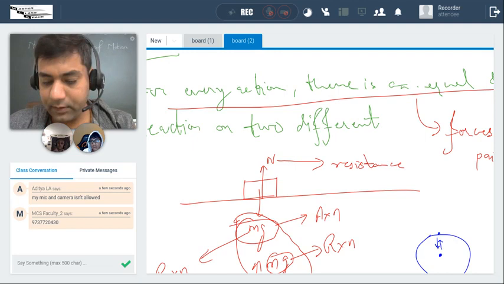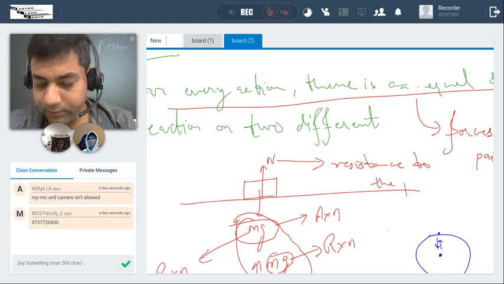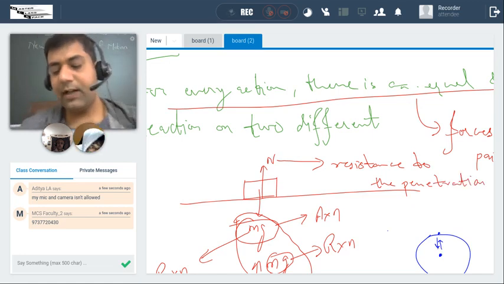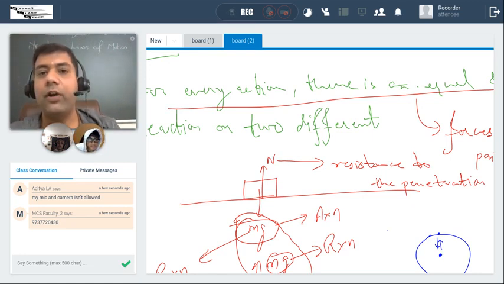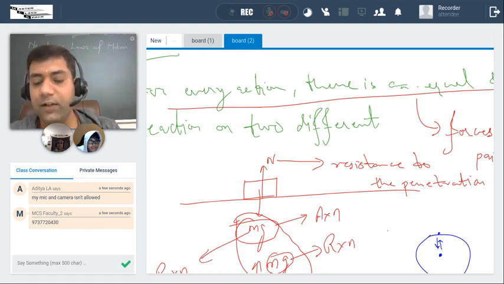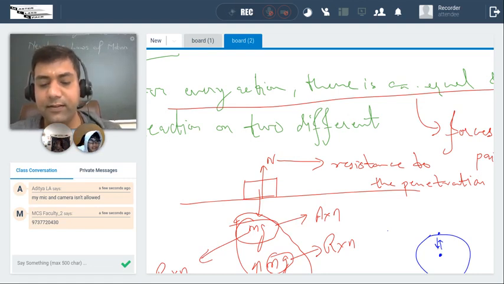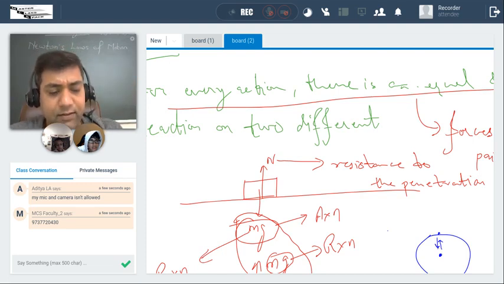Resistance to the penetration. See, my dear friend, I tell you one thing. For example, if Earth's surface would not have been there, then this body might have fallen down. Agreed or not? If there were no Earth's surface, then this body must have fallen down. It must have gone inside.